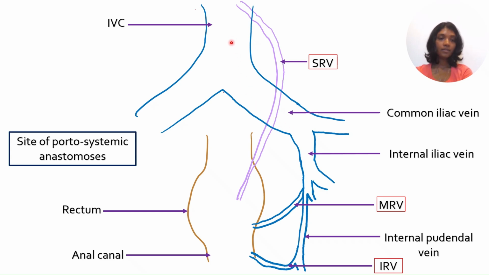Here we have a site of portosystemic anastomosis, where the portal venous system meets with the systemic venous system. In case of portal hypertension, which occurs in conditions such as cirrhosis of the liver, there will be venous congestion in this area, which will lead to anorectal varices, which are dilated veins.